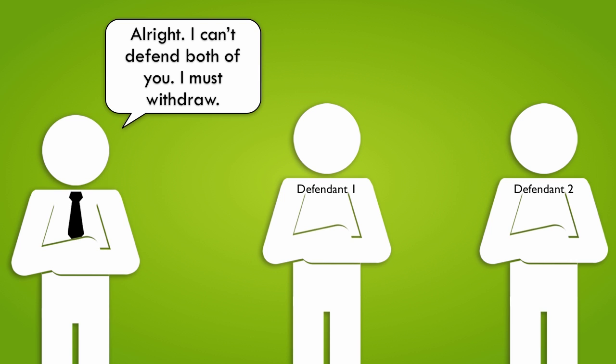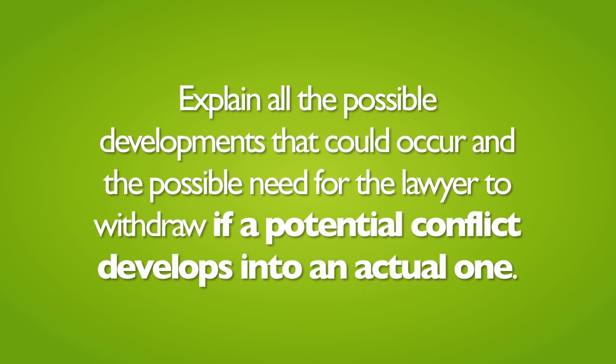But at this point, it is simply necessary to understand that a potential conflict that can be waived might develop into an actual conflict that cannot be waived. So, it is very important at the outset of such representation with potential conflicts that the lawyer explain all the possible developments that could occur and the possible need for the lawyer to withdraw entirely from the case if a potential conflict develops into an actual conflict of interest. Comments 18 through 19 address obtaining informed consent to such conflicts.